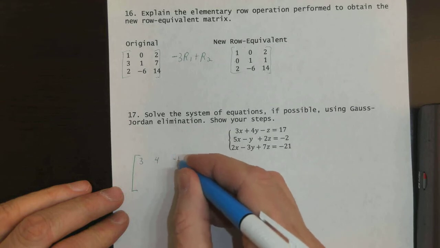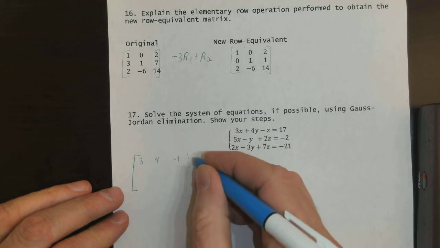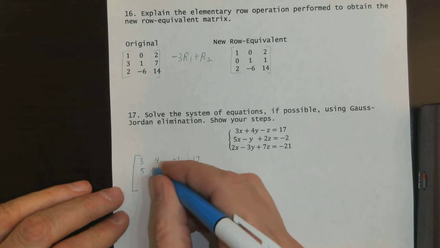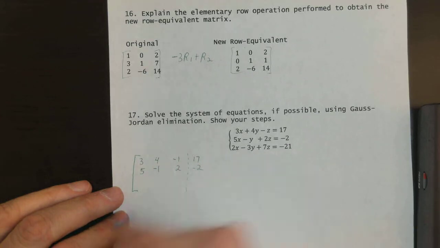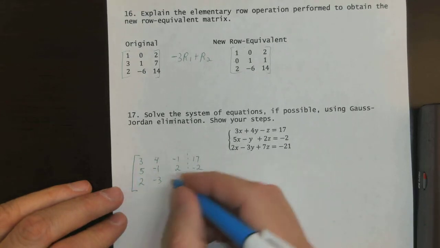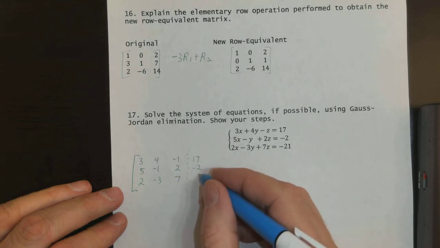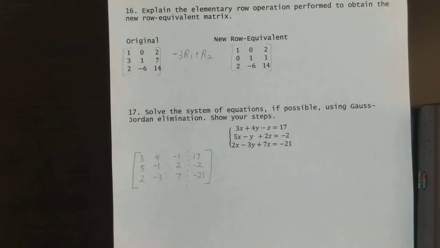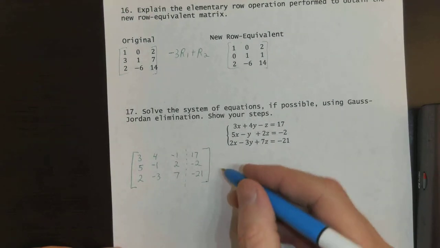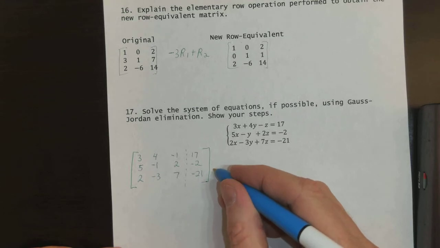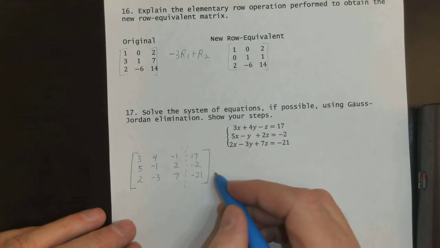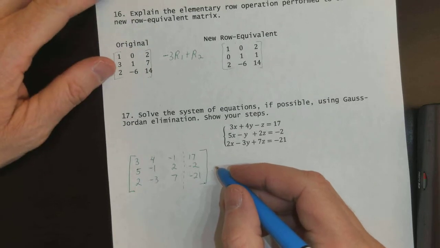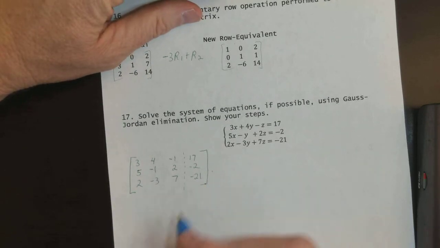And 17, this is the one. 3, 4, negative 1, 17, 5, negative 1, 2, negative 2, 2, negative 3, 7, negative 21. Okay. There are different things we can do. I am going to deal with halves for a little bit. And I may not have to deal with them for too terribly long.